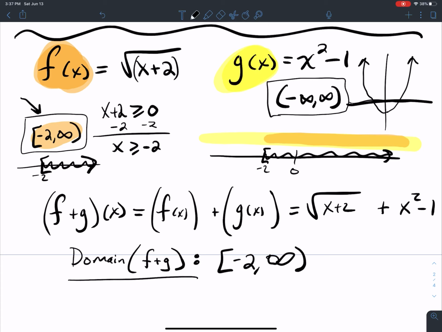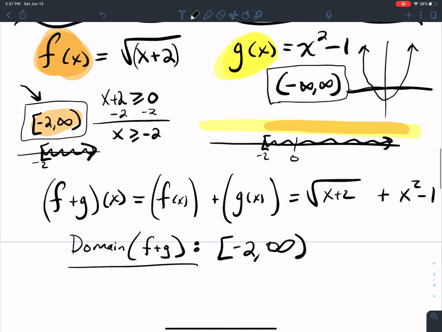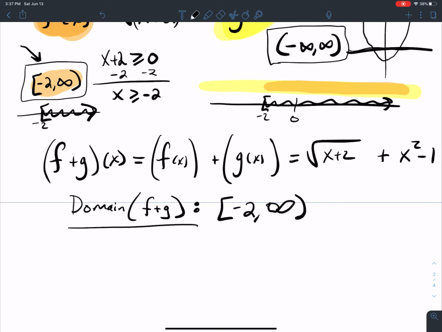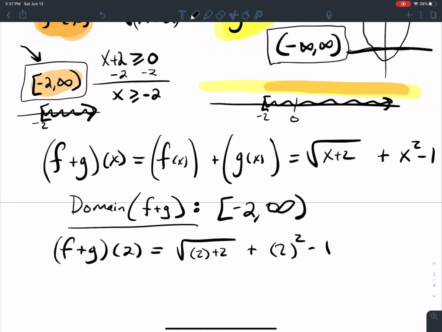All right, let's try to do f plus g of 2. Evaluate that. Well, that would be the square root of 2 plus 2, plus 2 squared minus 1. So what's that equal to? That's equal to square root of 4 plus 4 minus 1. Square root of 4 is 2. So 2 plus 4 is 6. Minus 1 gets me 5. So my answer there, evaluated at 2, is equal to 5. So if I plug in that 2 over here, it outputs a 5 up there.